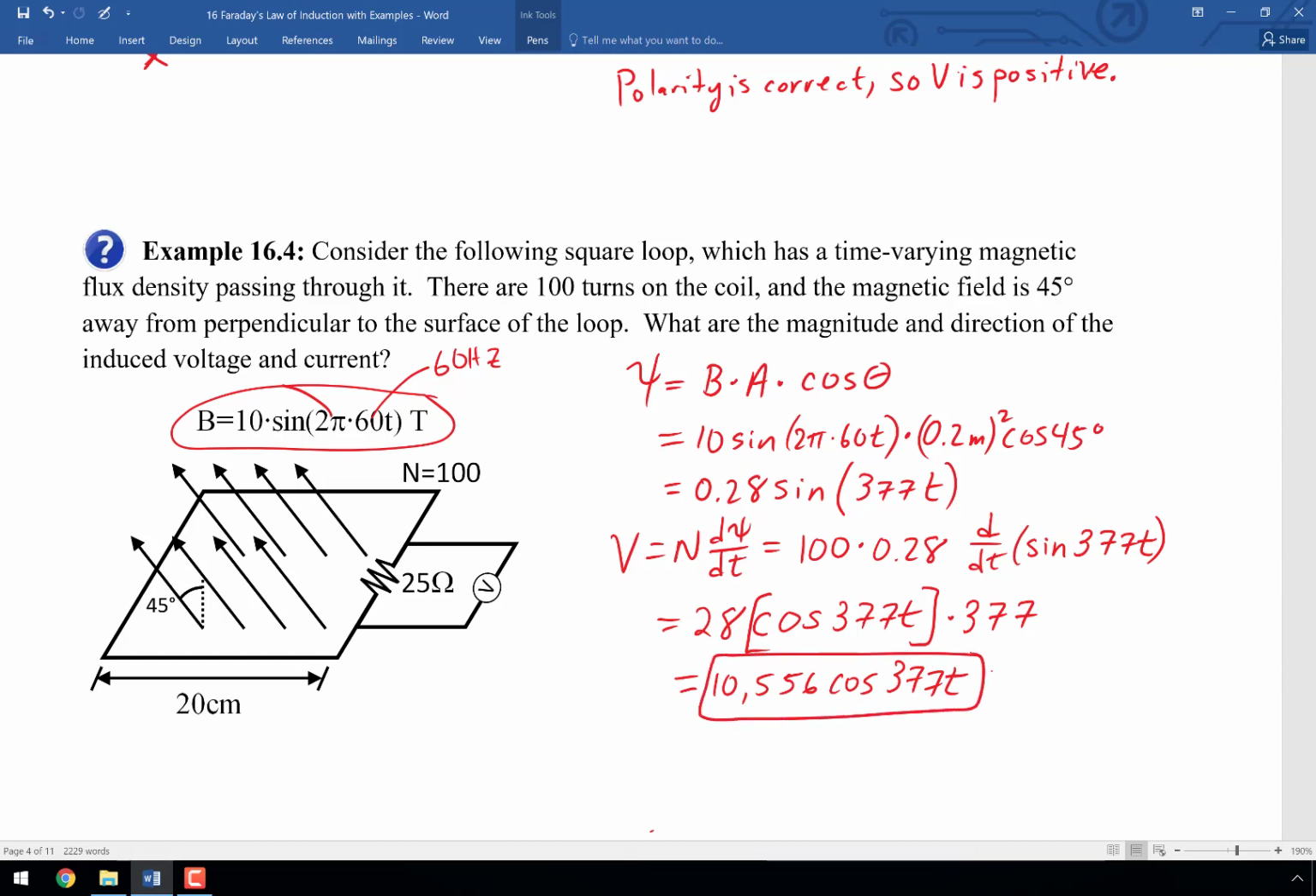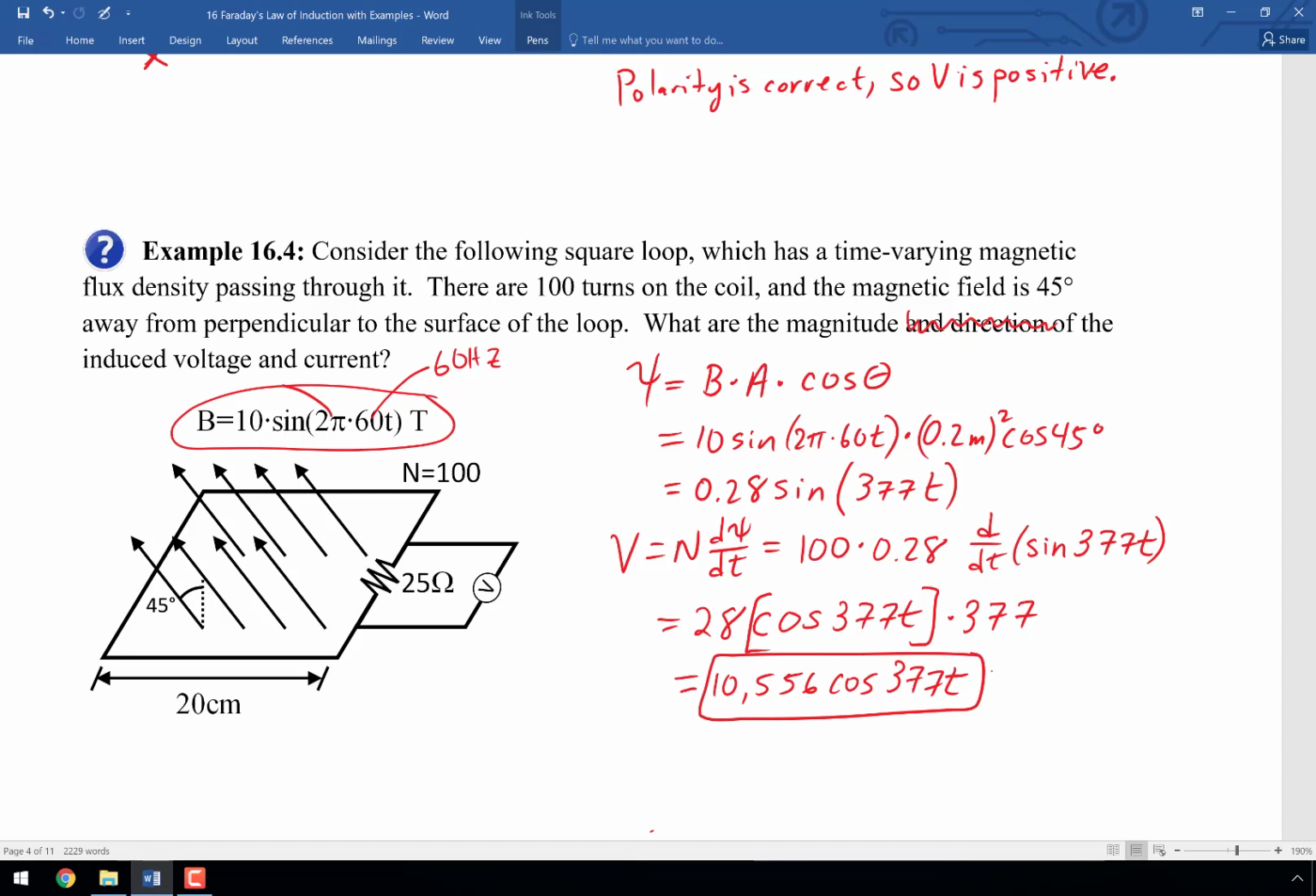And I can't really specify the direction, because the sine wave is reversing direction 60 times a second, 120 times a second. So the direction of the induced current is also going to be changing that rapidly as well.